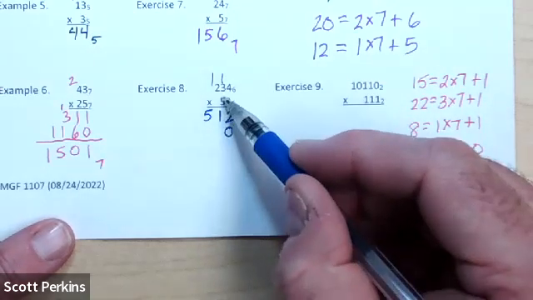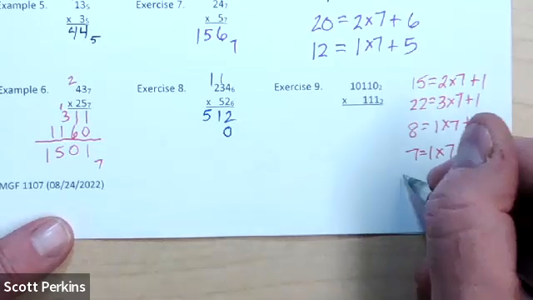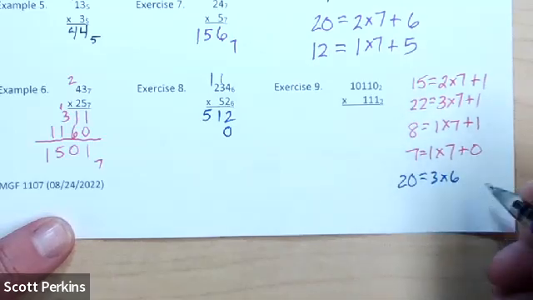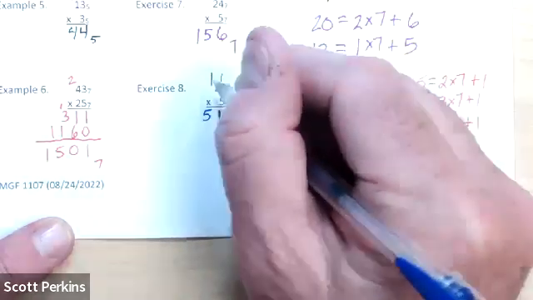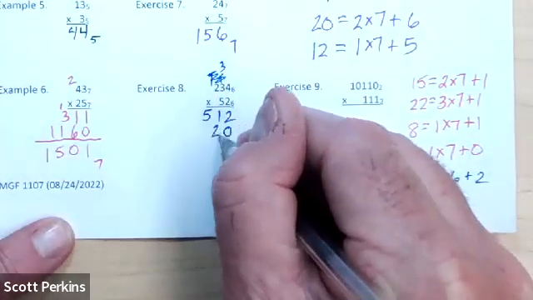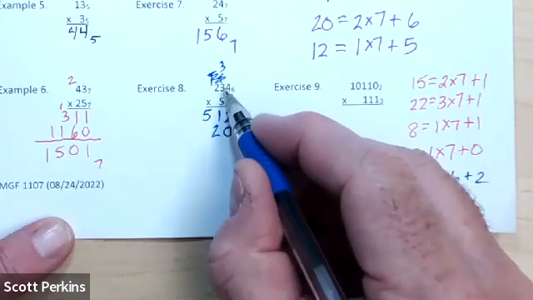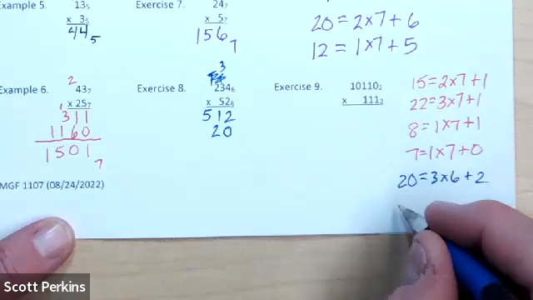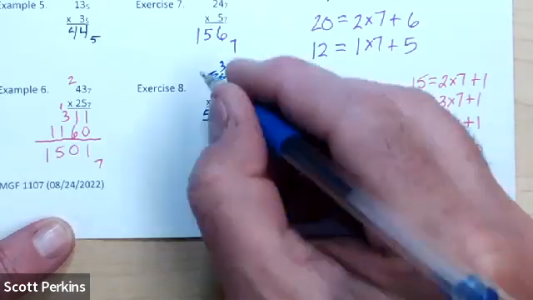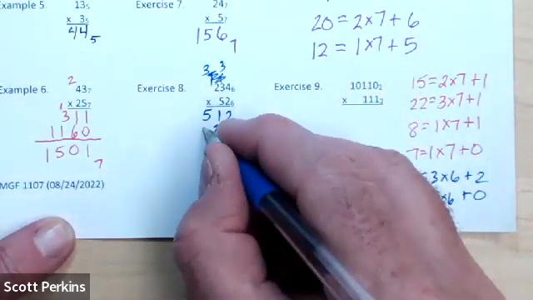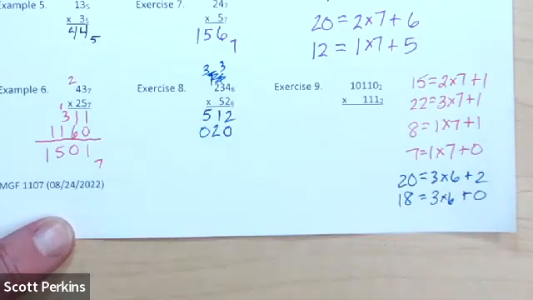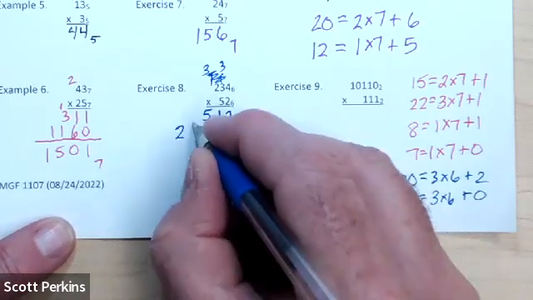So here we go. 5 times 4 is 20. How many full groups of 6 is 20? Yeah, it's 3 full groups of 6, and then there's 2 left over. So I'm going to just kind of scribble these out. So it's 3 full groups of 6 and 2 left over. 5 times 3 is 15, plus that other 3 is 18. 18 is 3 full groups of 6 and 0 left over. So 3 full groups of 6, I carry the 3, and 0 left over. And then finally, 5 times 2 is 10, plus 3 is 13, and 13 is 2 full groups of 6 and 1 left over.